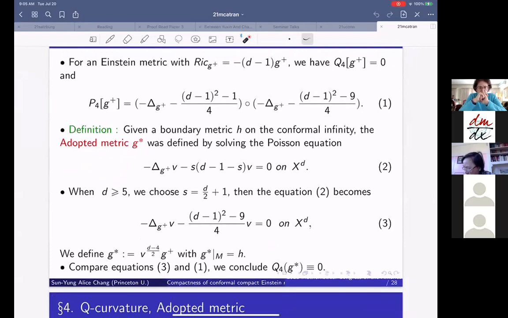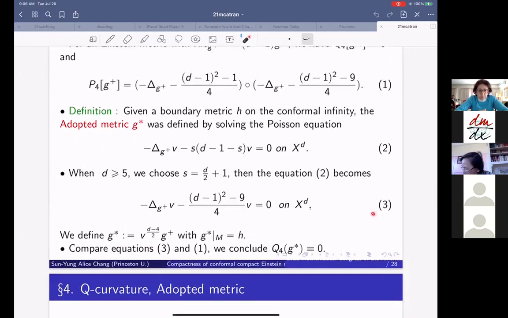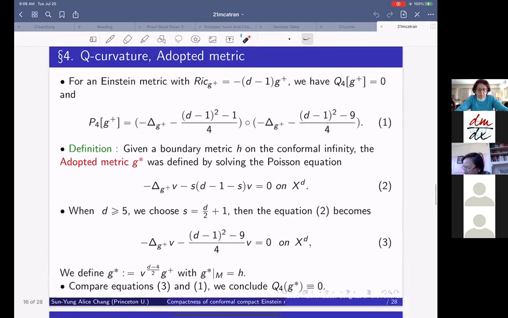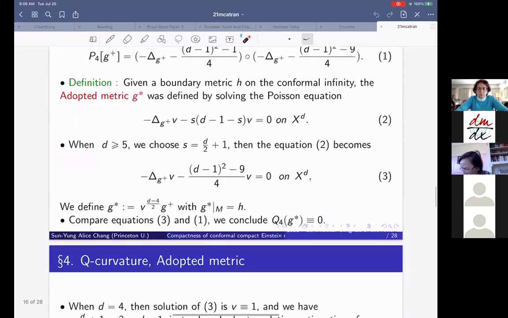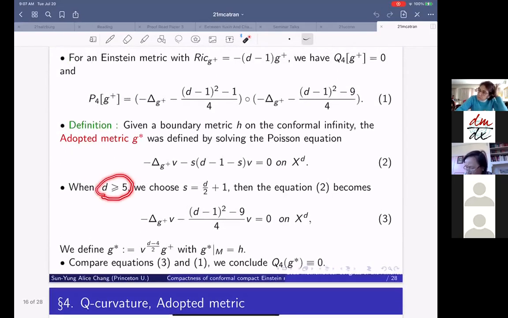So we solve this PDE for V, and you can assign the Dirichlet data as you want. You want g star restricted to the boundary to be h, and that determines the boundary value of V. Then g star is defined to be this, so g star restricted to the boundary equals h. If we compare equation 3 to 1, we see that P4 operating on g star is again zero. That shows Q4 of g star is also zero. So we make a wise choice so that this fourth order PDE is satisfied by our choice of metric, and it's naturally associated with a fourth order operator. And this all works for D bigger than or equal to five.